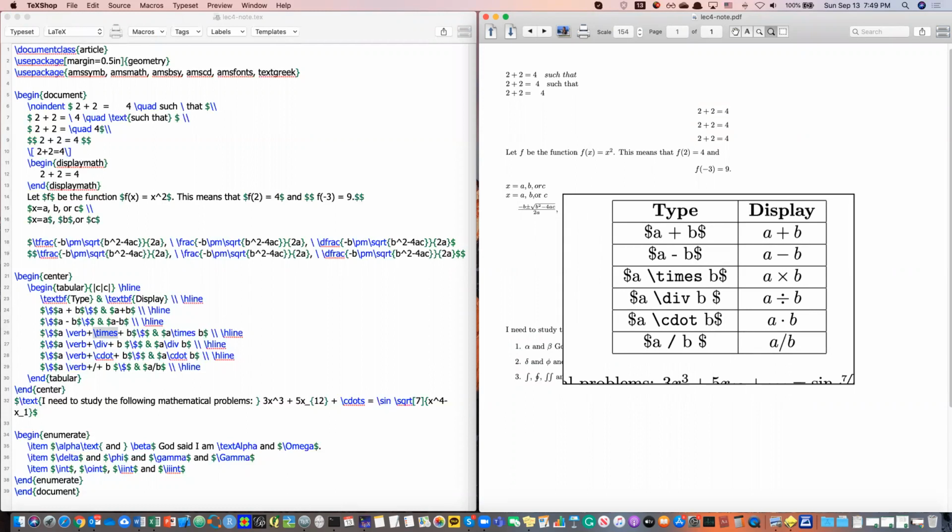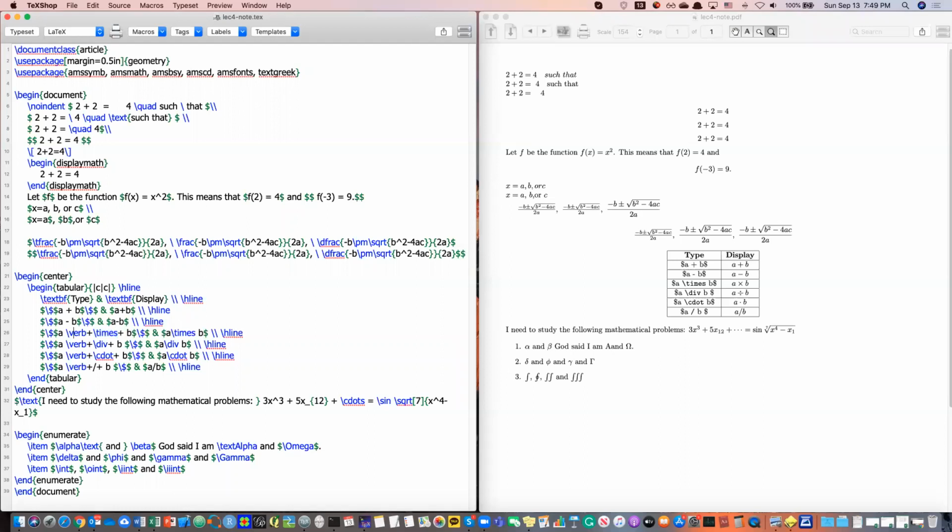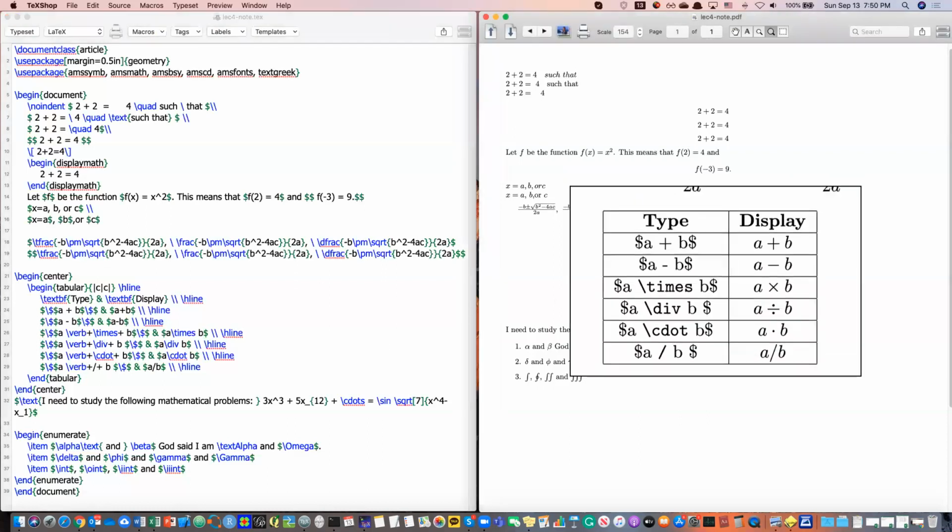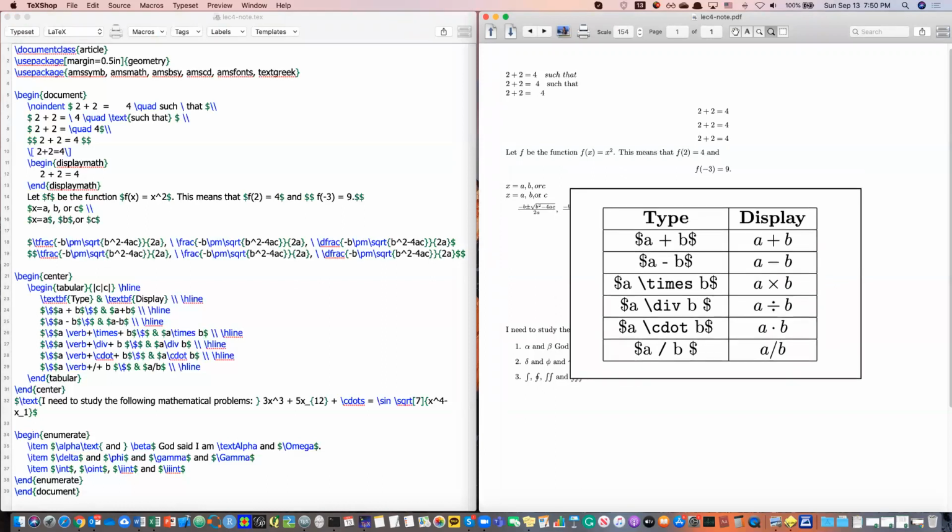To type the backslash times as a word, we use backslash vrb and then write the backslash times within plus signs. Then LaTeX recognizes the backslash times not as the math symbol for multiplication, just as characters and letters. Using vrb with plus signs, I type backslash div, the division symbol. The c dot is the center dot symbol. So I typed all the rows, and I got exactly the same table as in lecture note page 11.